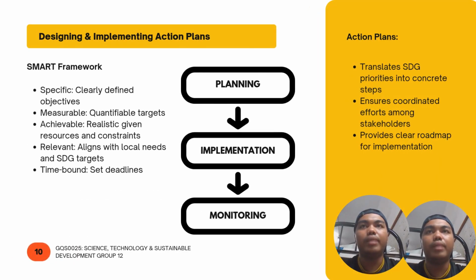Next is designing and implementing action plans. Action plans translate SDG priorities into concrete steps, ensure coordinated efforts among stakeholders, and provide a clear roadmap for implementation. Based on the planning, we use the SMART framework, which includes: Specific, clearly defined objectives; Measurable, quantifiable targets; Achievable, realistic given resources and constraints; Relevant, aligned with local needs and SDG targets; and lastly, Time-bound, with set deadlines.